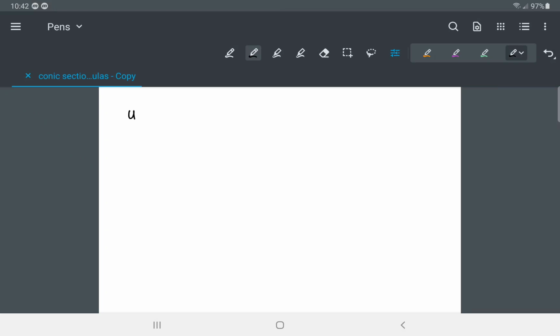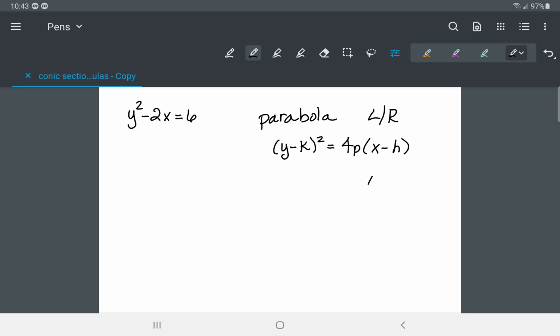So for example, if we had the equation y squared minus 2x is equal to 6, we know that one of the variables is squared, the other is not. This is going to be a parabola. And specifically the y is squared and not the x, so we know that this parabola is either going to open left or right. So from there we need to form the equation y minus k squared is equal to 4p times x minus h. And again, h and k will be the coordinates of not the center now, but the vertex of the parabola. So let's modify the equation that we are given.